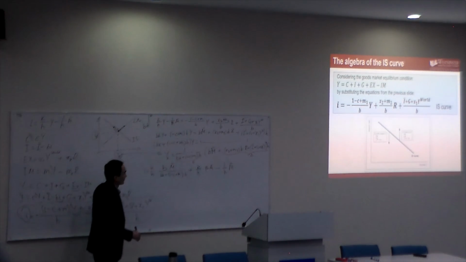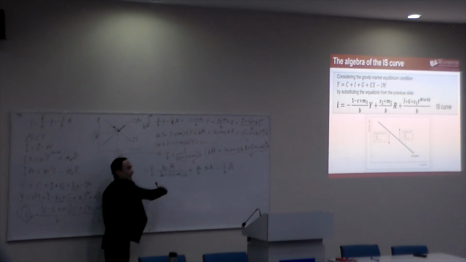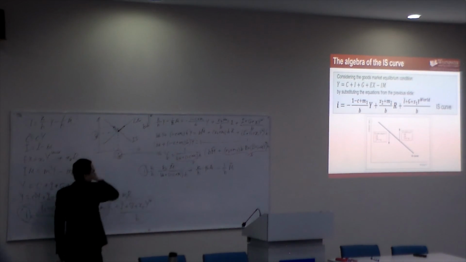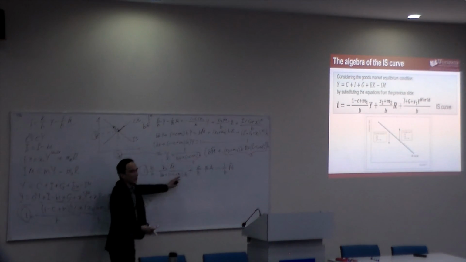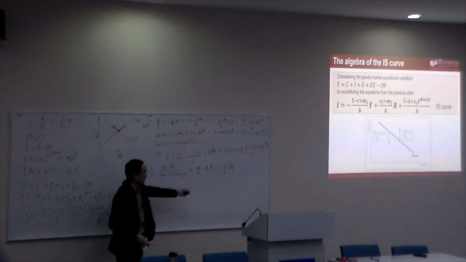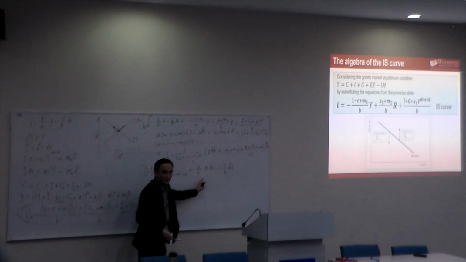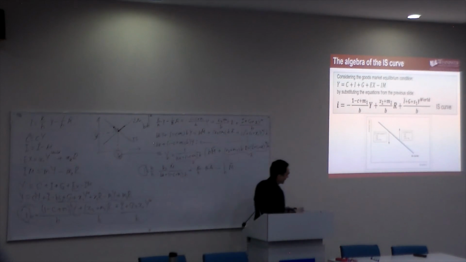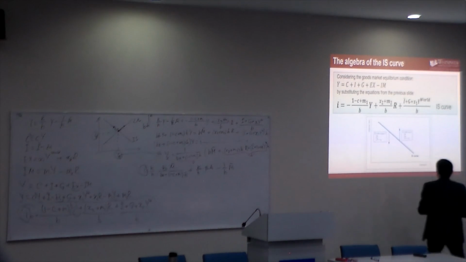So now, if you simplify this equation, it will give us what our interest rate at the equilibrium point is. You can do it by yourself. The remaining is no problem. Alright, this is it.